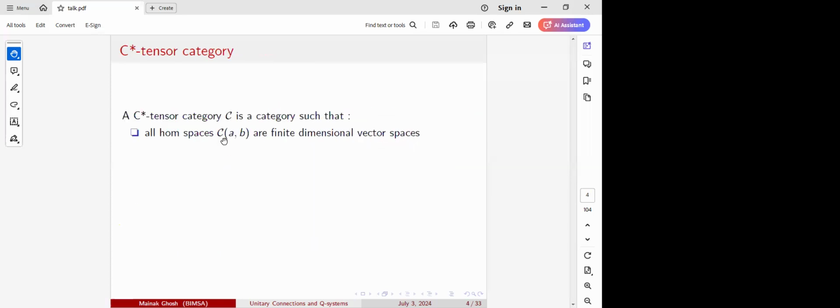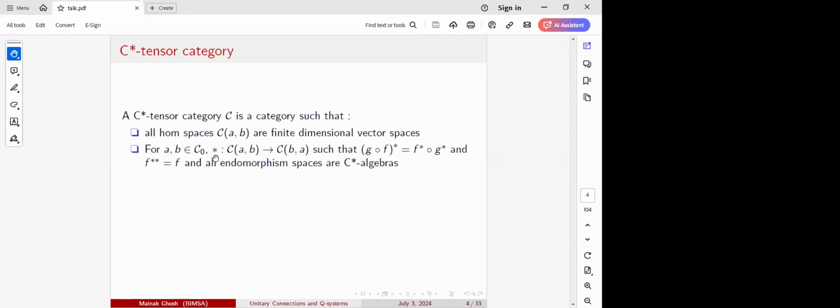Now let me quickly define what a C* tensor category is. A C* tensor category is a category such that all the hom spaces are finite dimensional vector spaces. For every pair of objects, we have an adjoint map denoted by star, which reverses the direction of the arrows and which is contravariant, in the sense that (G composed with F) star is F star composed with G star, and F double star is F for all morphisms F. All endomorphism spaces are C* algebras with respect to this adjoint operation. And all finite direct sums and subobjects exist.